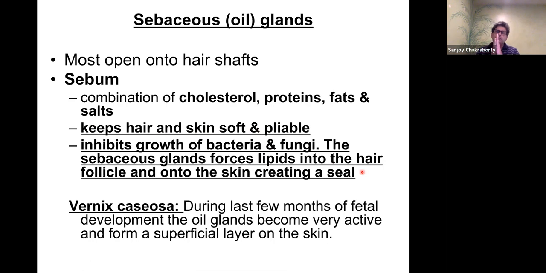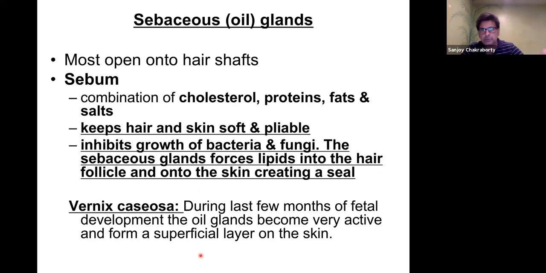Normally they share with the skin, as they share with the hair as well. So the oil comes out and makes the hair soft and pliable, and also makes the skin better. Vernix caseosa is the layer formed when the oil gland, during the last few months of fetal development, becomes extremely important, because the oil gland becomes very active. Remember, if it is more oily, it's easier for the birthing process.